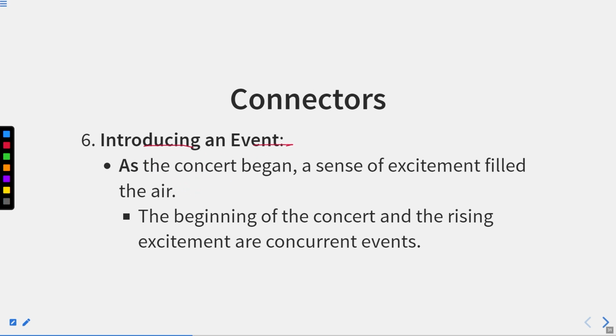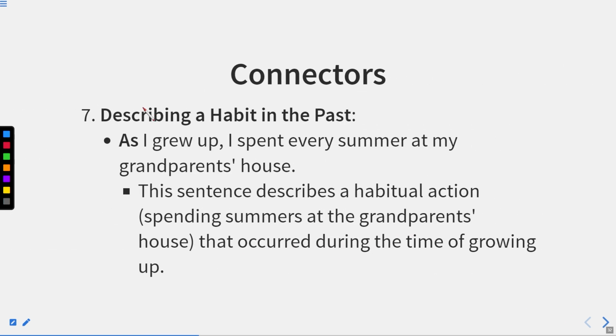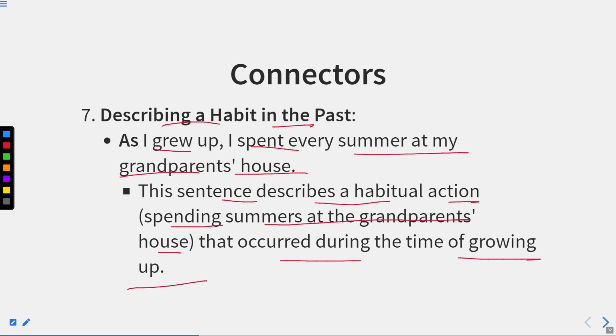Now, introducing an event: as the concert began, a sense of excitement filled the air. The beginning of the concert and the rising excitement are concurrent events. Describing a habit in the past: as I grew up, I spent every summer at my grandparents' house. It shows the time of the past, of her or his childhood, that when she grew up, she spent her summer vacation at her grandparents' house. The sentence describes a habitual action, spending summers at the grandparents' house, that occurred during the time of growing up.